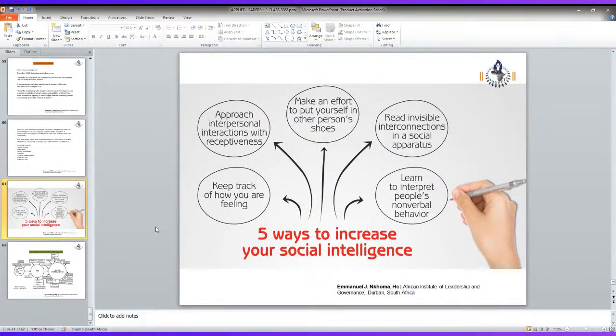Let me move fast. 5 ways to increase your social intelligence. Number 1, keep track of how you are feeling. Number 2, approach interpersonal interactions with receptiveness. Number 3, make an effort to put yourself in another person's shoes. Number 4, read invisible interconnections in a social apparatus. Number 5, learn to interpret people's non-verbal behaviors. Very important.